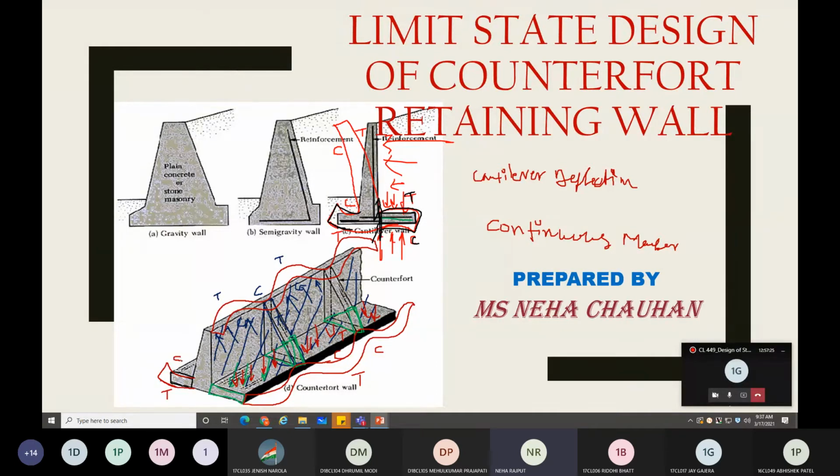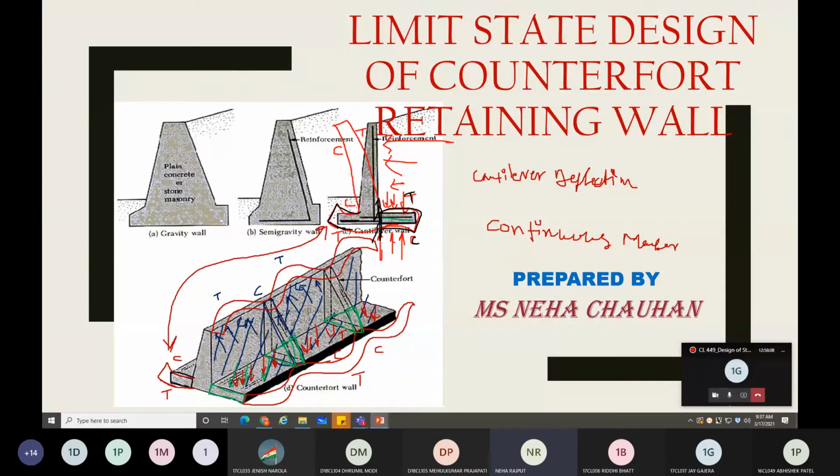So there will be no change in the design of the toe slab for the cantilever retaining wall and for the counterfort retaining wall. The reason behind that is the counterfort member, or additional member, is provided or connected with the stem and heel only. So there will be a difference in the stem part and heel part, not in the toe part. Right. So the design of the toe part in cantilever and in counterfort will both remain the same. So this is the difference between counterfort retaining wall and cantilever retaining wall.